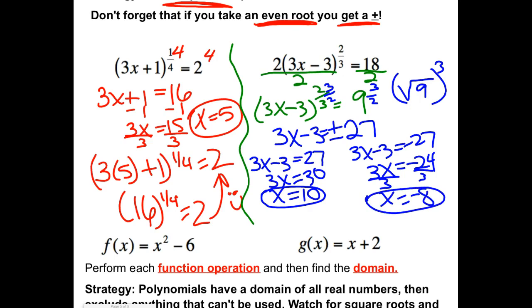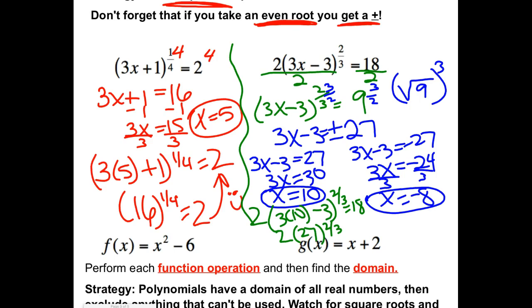Now we're going to check them. And again, it's going to be a real quick check, ladies and gentlemen. So I have 2 out in front still. I have 2 times 3 times 10 minus 3 to the 2/3 equals 18. Okay, well, 3 times 10 is 30. 30 minus 3 is 27. Okay, if I cube root 27, oops, sorry, there's a 2 still out in front there, guys. If I cube root 27, I'm going to get 9.